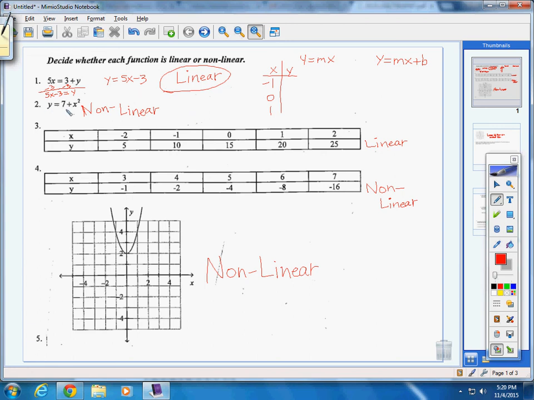Number 2 is definitely nonlinear for a couple of reasons. You could either recognize that there's an exponent of 2 here on your x, or you can do the same thing that we could have done in 1. We can create a table. That's what I'm going to do for this example. So if we create a table, we get to choose our input values, our x values. So I'm going to choose -1, 0, and 1.